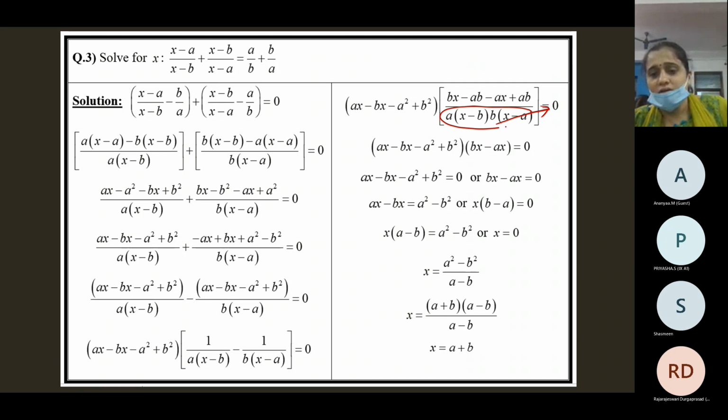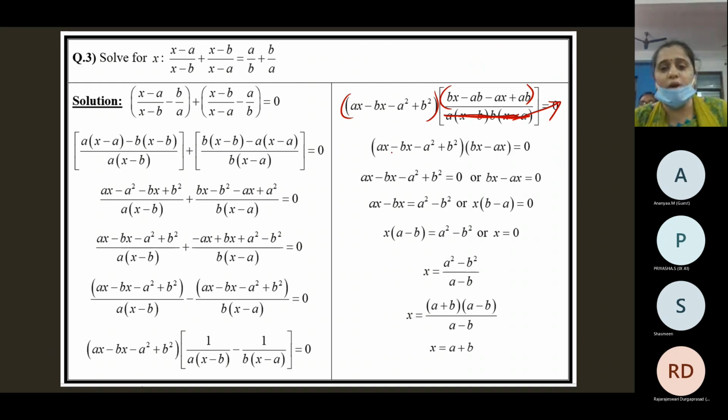This denominator, when you cross multiply, becomes 0. So you're left with this and this one. You're left with these two because this, when you cross multiply, becomes 0. So in the next step, this one vanishes. Don't worry, I have not forgotten. It's gone. When you multiply by 0, it becomes 0.